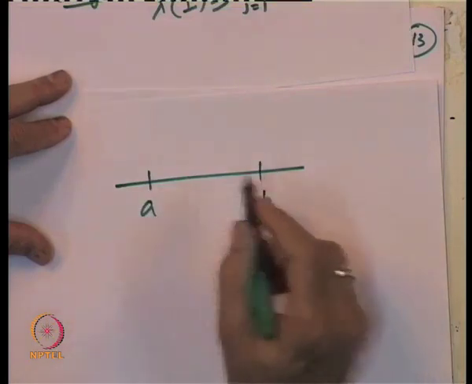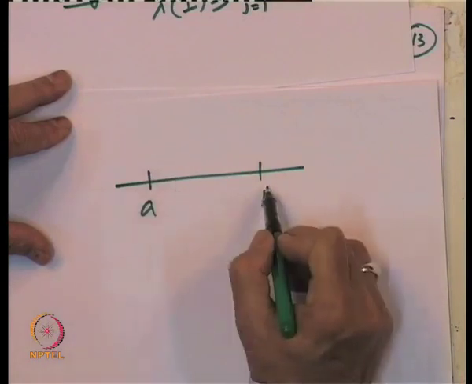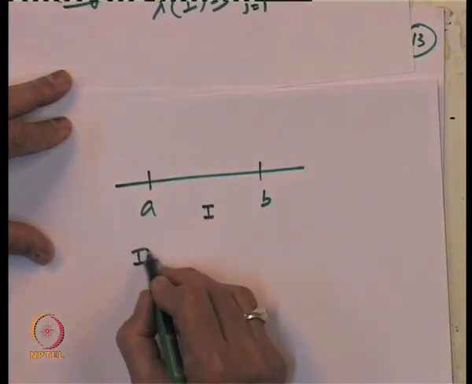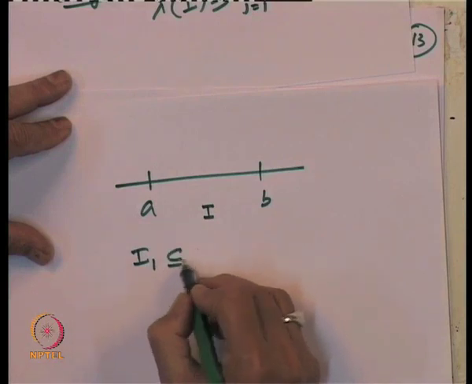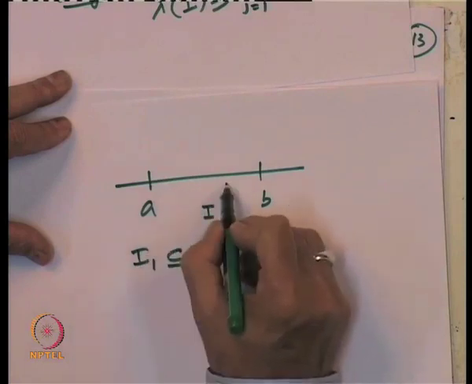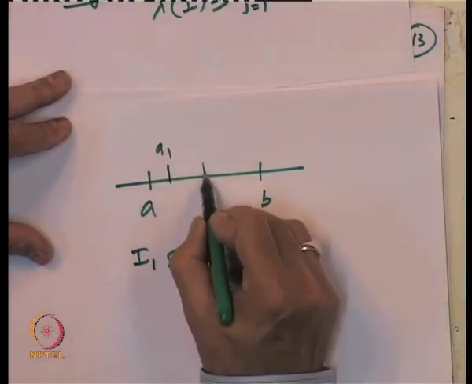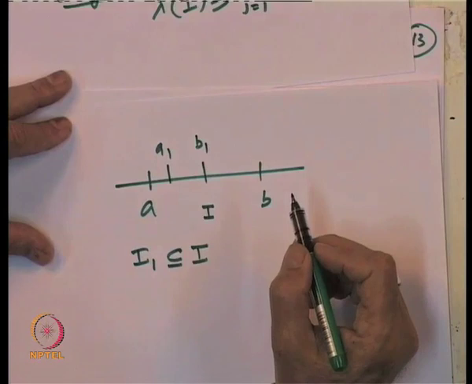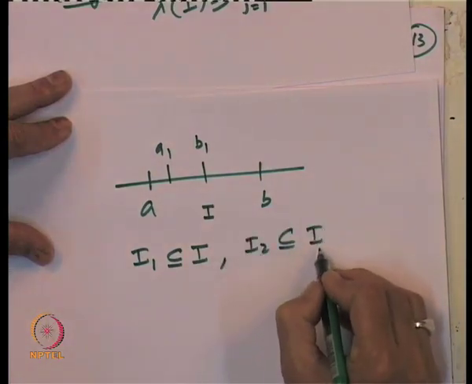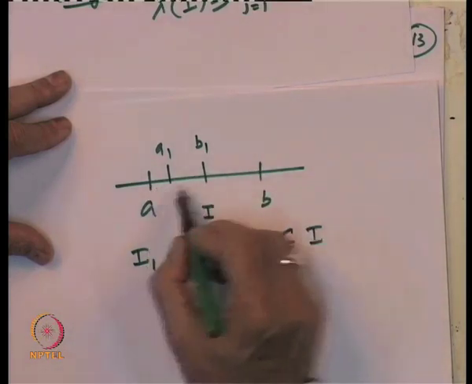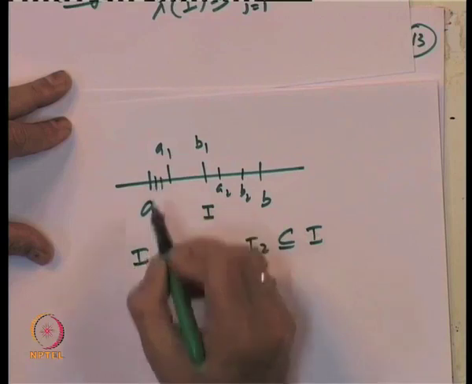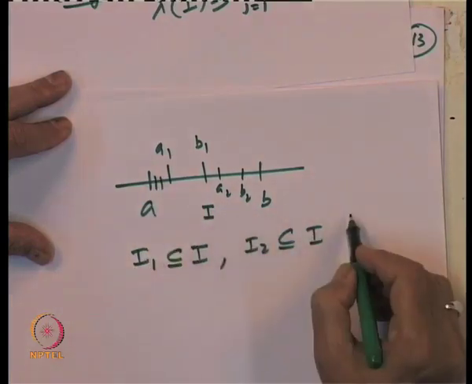I is finite. So, here is the finite interval I. Now, look at I 1, which is a subset of I. So, it should be somewhere inside. Somewhere is A 1, somewhere is B 1. Similarly, I 2 is also inside I. So, somewhere it has to be, either A 2 here, B 2 here, or it could be here somewhere, and so on.